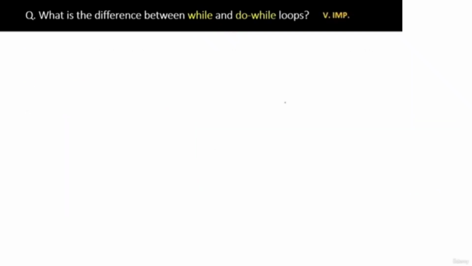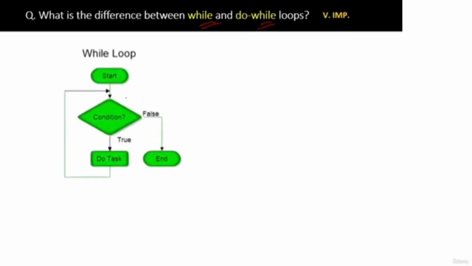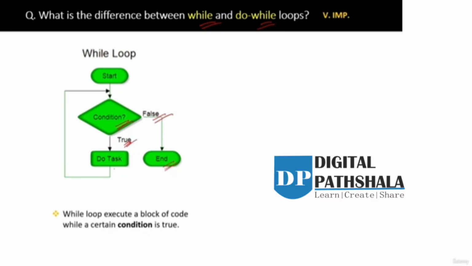What is the difference between while and do while loops? A very important question asked in many interviews. We already know the while loop. Here is the diagram. The definition is that a while loop executes a block of code while a certain condition is true. But if the condition is false, the loop will not execute even a single time, right?